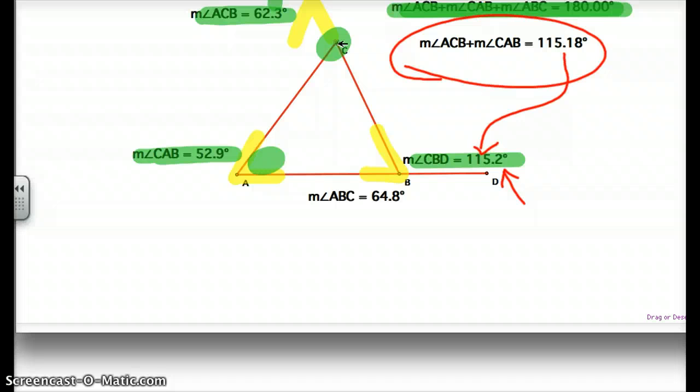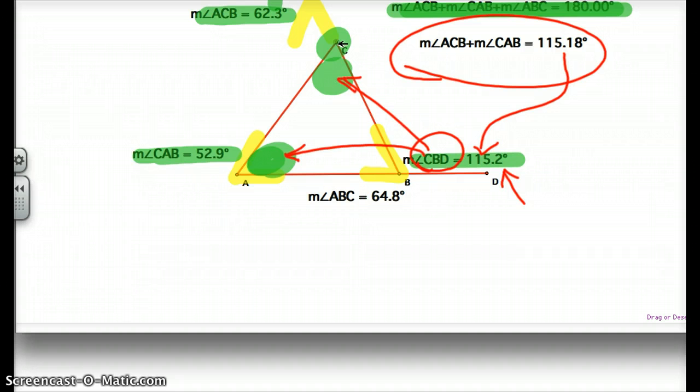All the time. So when I add my 2, these are called remote interior angles. They're far away from this exterior angle. When I add those 2 up, they're going to equal the exterior angle.